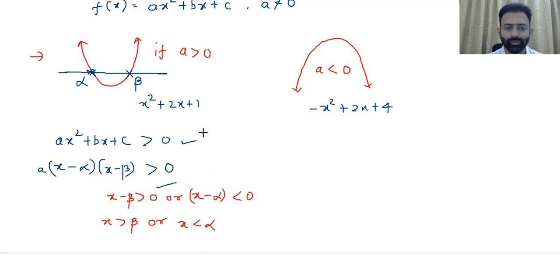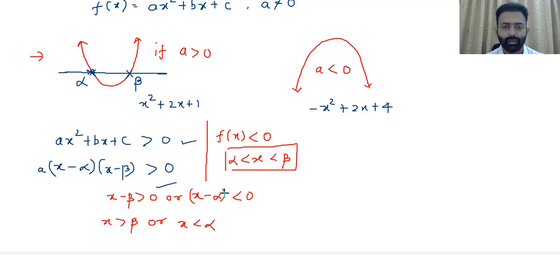We can reverse this inequality by asking: find for what values of x the function f(x) is less than 0. The function f(x) is less than 0, as you can see in the graph, between alpha and beta. That means for all the values of x which are less than beta and greater than alpha, f(x) is less than 0. That's the thing.